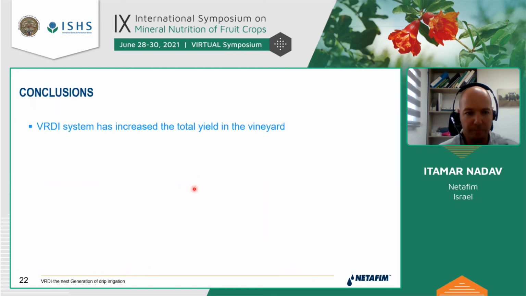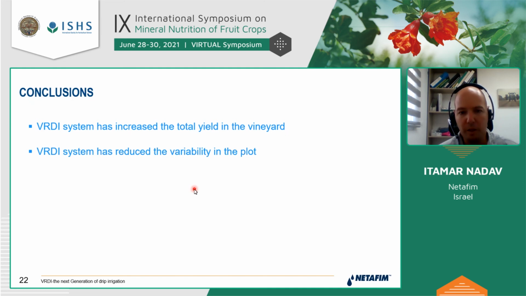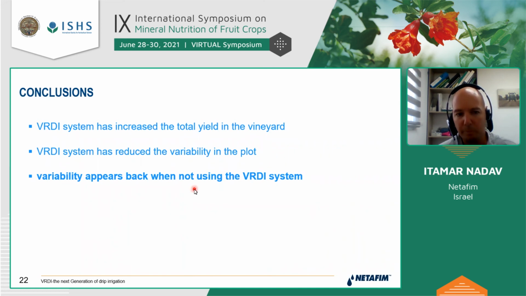So to conclude, according to our experiments, the VRDI system has increased the total yield in the vineyard whenever the system was operating. And the system has clearly reduced the variability in the plot, and we got the same yield across the entire plot, and it's very important. And most interesting is that once we shut down the system, all the variability appeared back. So it's not a silver bullet and one shot. You need to keep applying the variable rate irrigation constantly in order to get good results.